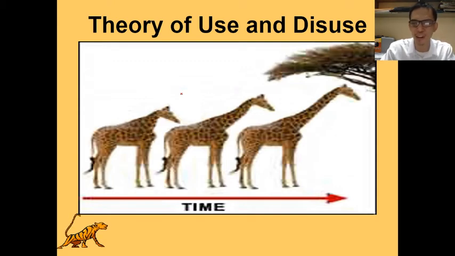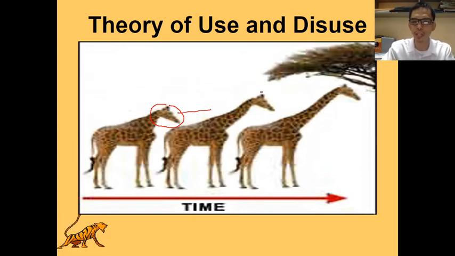So this is how Lamarck explained the appearance of the giraffe. During the ancient or prehistoric times, the giraffe's neck was shorter than the one that the modern giraffe has right now. So as time passes by, the shorter giraffes graze on plants which are at their same height.